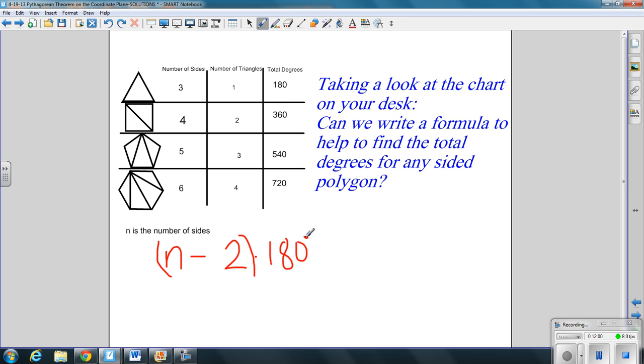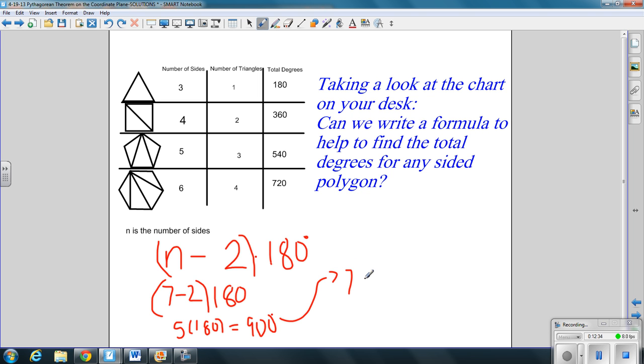So let's try this. Say I had a 7-sided figure. I have 7 sides minus 2. What's 7 minus 2? Hopefully all of you are saying 5. I'm going to take 5 and multiply it to 180 degrees. So take your calculator and do 180 times 5, and hopefully you come up with a solution of 900 degrees. Now remember, 900 degrees is for a 7-sided figure called a what? Hopefully you're all saying heptagon.